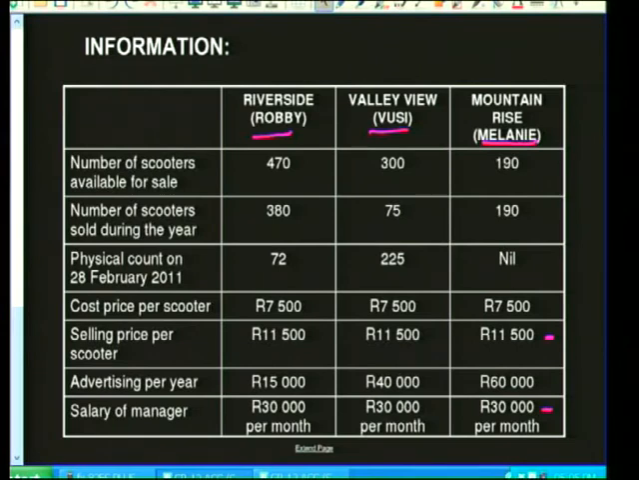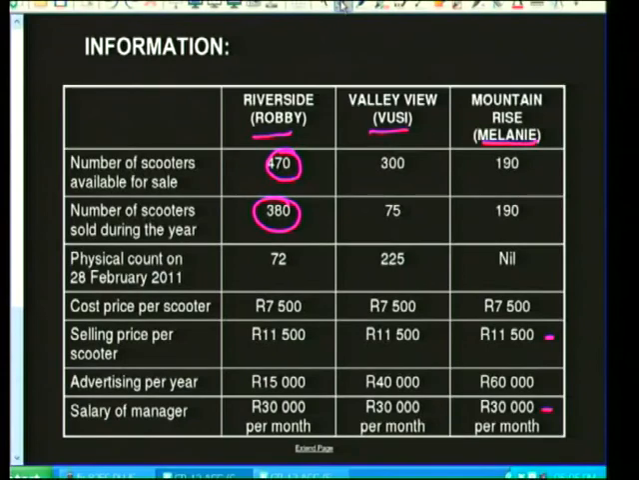What problems can you identify in Riverside just by looking at these numbers? Can you see, first of all, that there were 470 scooters available for sale? There we have the figure, 470 scooters. We also know that there were 380 scooters sold during the year. So what that means is that we could work out how many scooters should be left over after selling the scooters that we did. Let's check that.